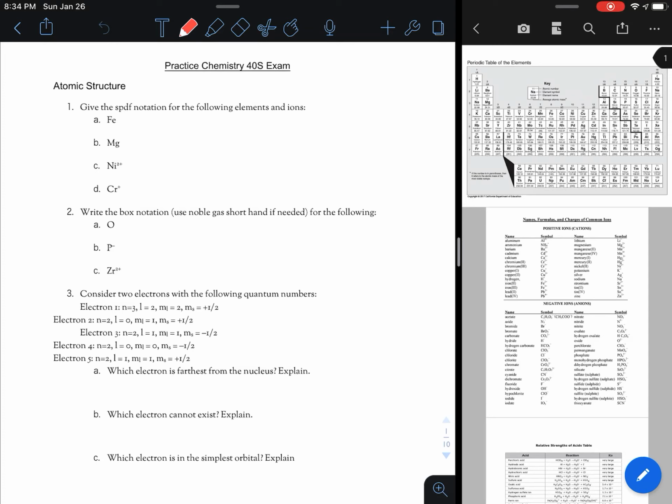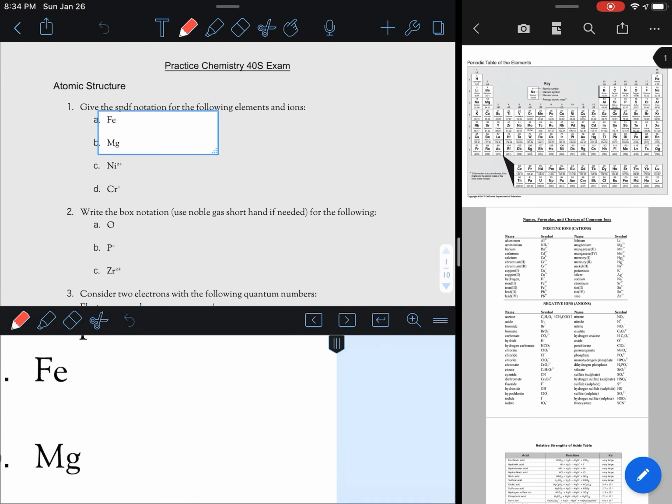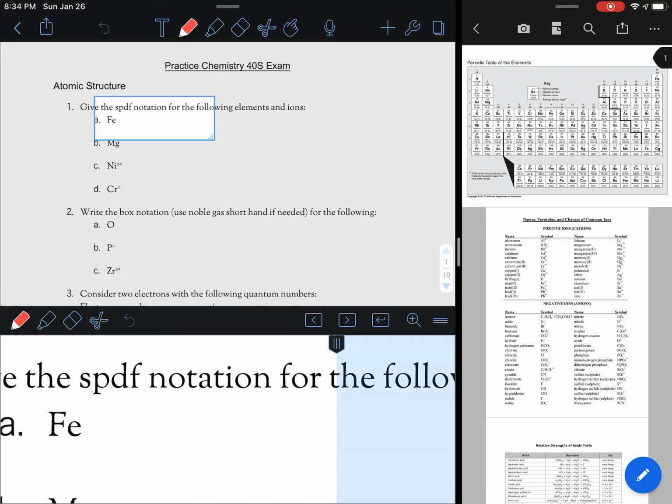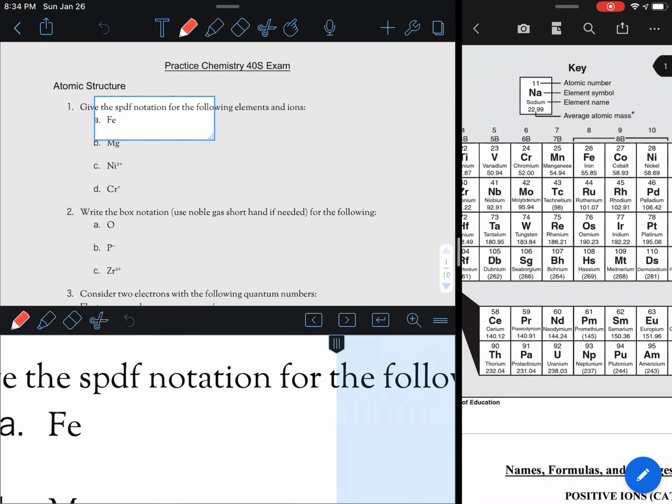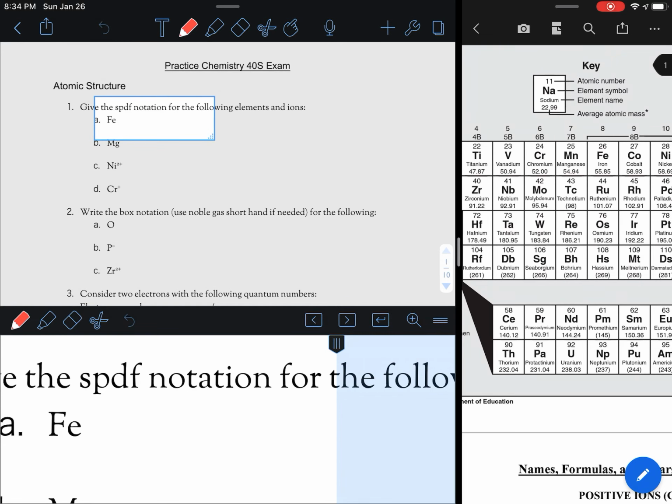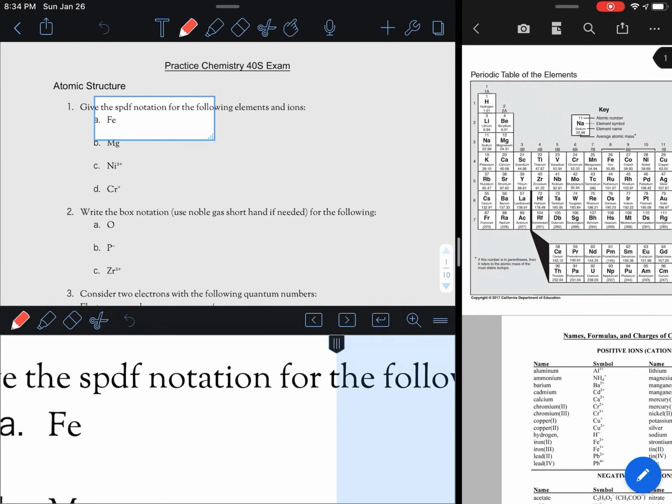So here we go. The very first section is the atomic structure section, and they have asked me about giving the SPDF notation for the following elements and ions. First one they've chosen is iron, so I'm going to go over my trusty periodic table. Think about iron, it's element number 26. It looks like it's in row 4, so I need to have all of the s's up to 4.